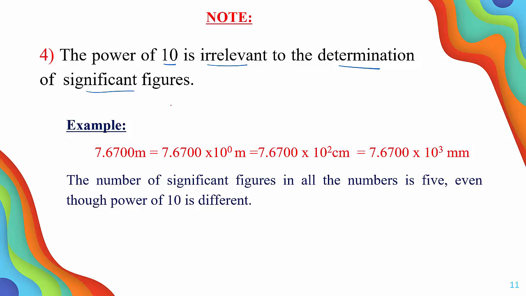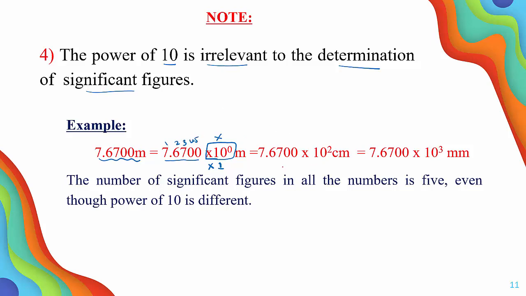For example, 7.6700 meter. So here I can write the same number as 7.6700 into 10 raised to 0. 10 raised to 0 means what? Into 1. 10 raised to 0 is equal to 1. So I can get again the same answer. So this power of 10 we are not going to consider in significant figures. We have to consider only these numbers 1, 2, 3, 4, 5.